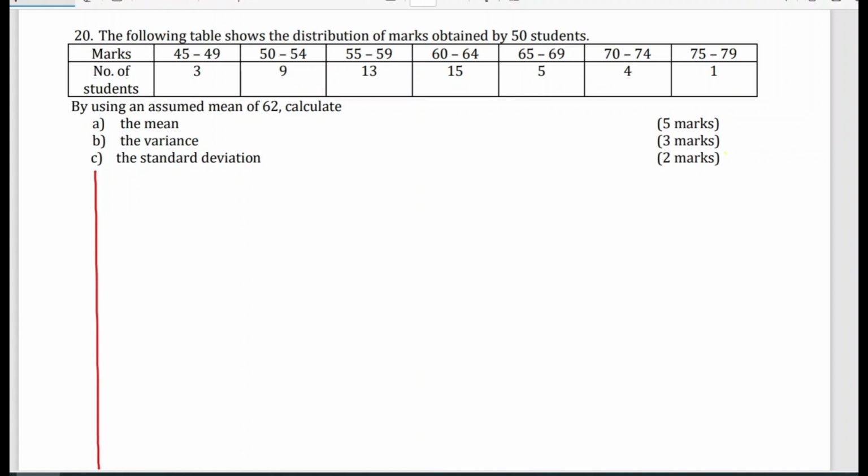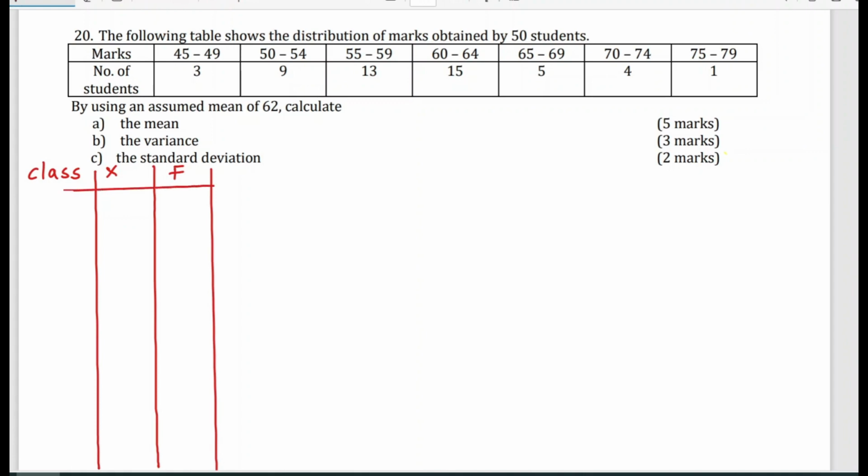So for our class, we said we are going to have X. Then after X, we are also going to have what we call frequency, which is F, given in the table as the number of students. And then we are going to have what we call the D. So first of all, let us continue with this one.